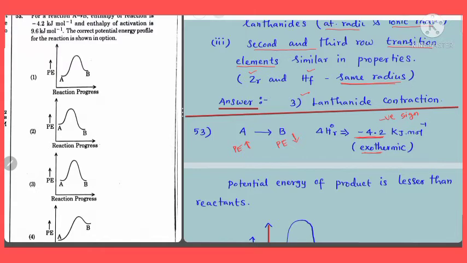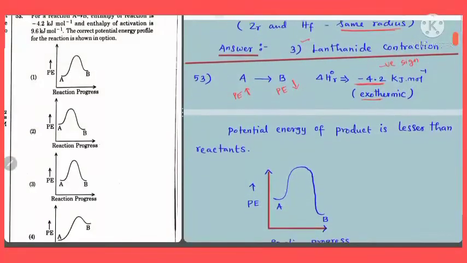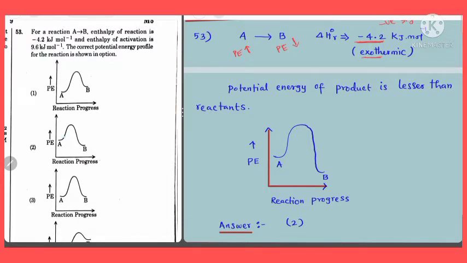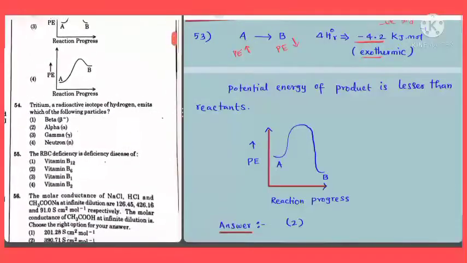For this condition, the exact potential energy diagram is option 2. Look at this option 2. Here you can see that the position of A is a little above, whereas the position of B is a little below A, isn't it? Which means the potential energy of A is greater and the potential energy of B is lesser. Because of the exothermic nature, the potential energy of the product decreases. This is the correct answer for question number 53. Okay, right. Now we go for the next question, question number 54.